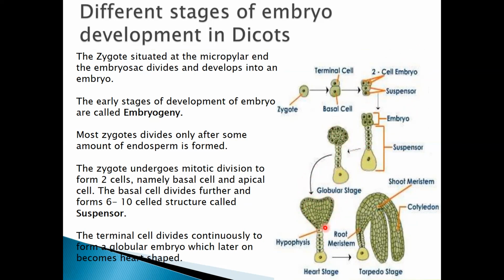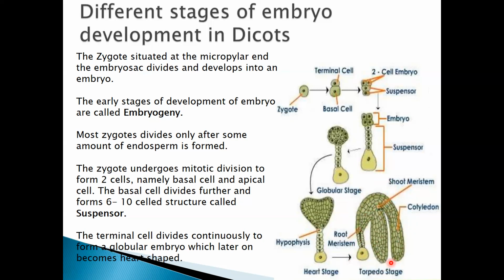Heart-shaped embryo stage, and these are the suspensor cells. Later it becomes a mature embryo with two cotyledons, plumule and the radicle. Plumule, two cotyledons, and the radicle, which is the root part, which we call the torpedo stage. That is the mature stage of the embryo. Clear? And this whole process is known as embryogenesis.